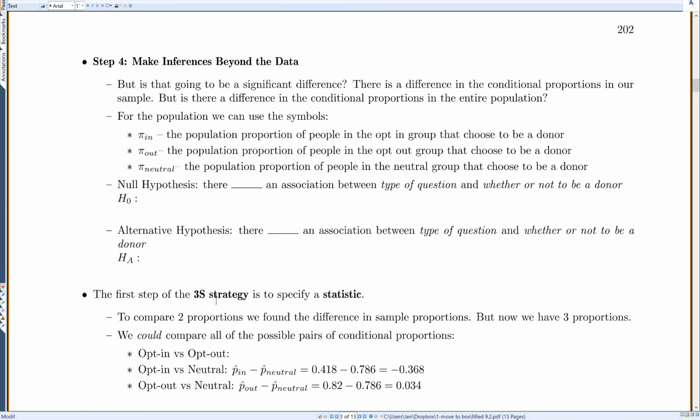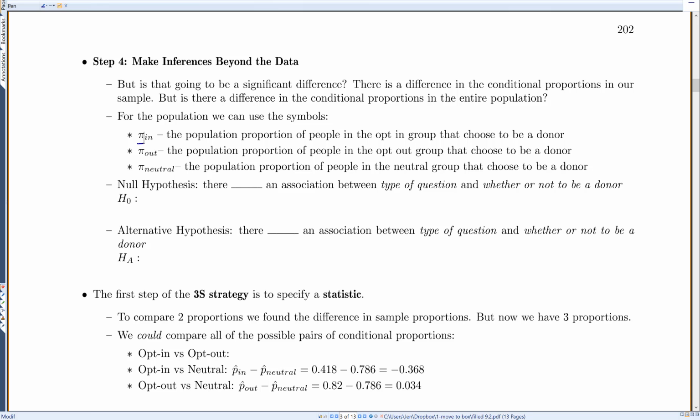So now let's make inferences beyond the data. We said that there's a difference. We said that the opt-in group is a bit lower, but is that going to be a significant difference? We know there's a difference in the conditional proportions in our sample, but would there be a difference in the conditional proportions for the entire population? So for the population, we could use these symbols. We could say that pi, remember this is pi for our population proportion.